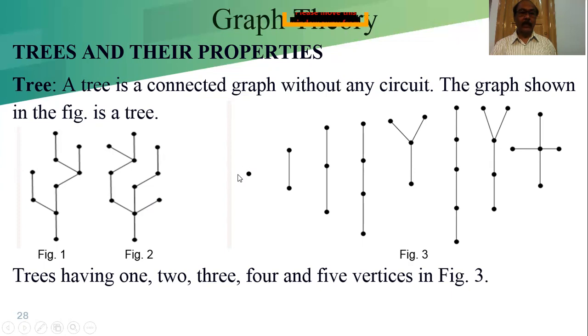This is the one vertex tree. This is the two vertex tree. This is the three vertex tree. This is the four vertex tree. This is another form of the four vertex tree. This is the five vertex tree. This is another form of the five vertex tree. You can draw the graph like that also, five vertices. This is also five vertices.